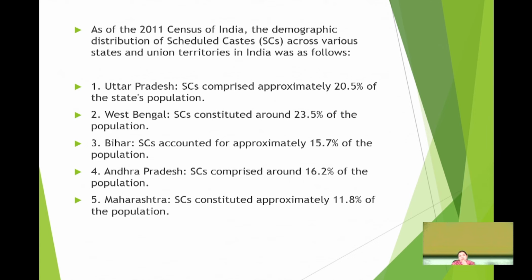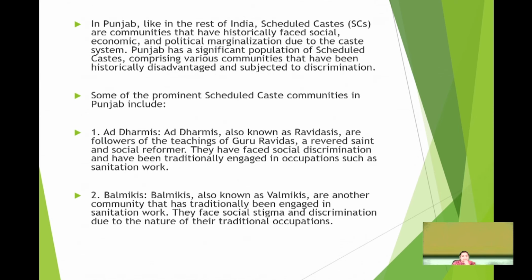Similarly, if you look at the 2011 census, we can find different percentages for different states. In Uttar Pradesh it is 20.5%, West Bengal 23.5%. I told you in Punjab it is 30%, Bihar 15.7%, Andhra 16.2%, Maharashtra 11.8%.